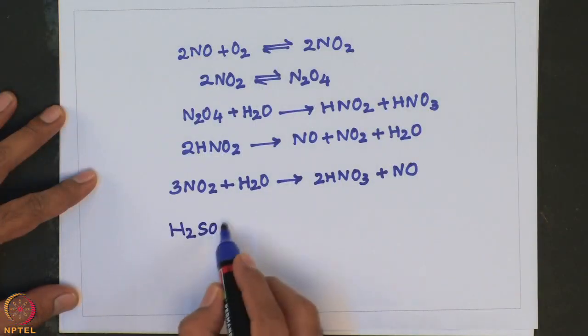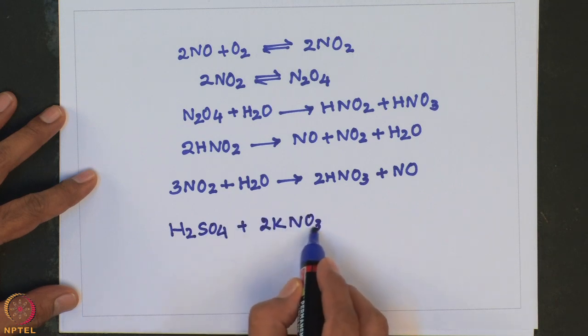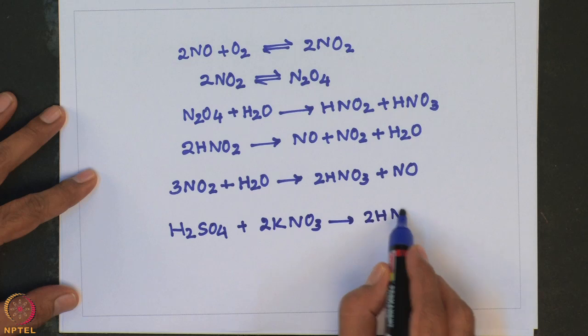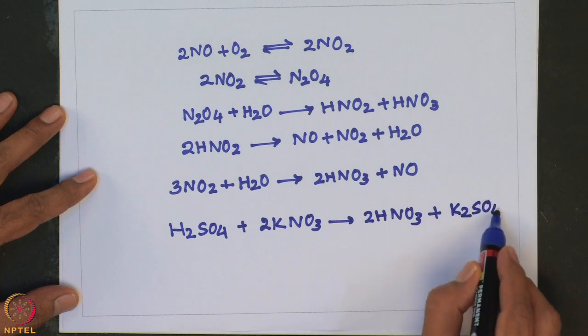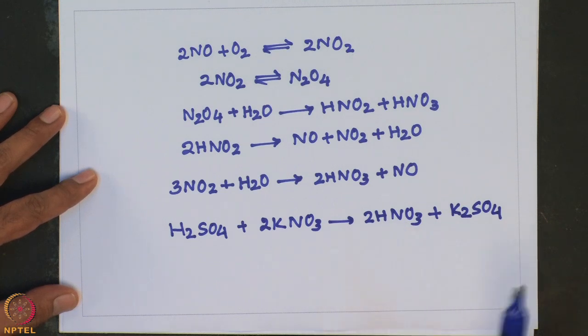So, pure nitric acid can also be made in the laboratory by adding H2SO4 to potassium nitrate and distilling the product under vacuum. So, here H2SO4, when it is treated with potassium nitrate, it forms nitric acid, so thus nitric acid obtained can be distilled under vacuum to get pure nitric acid.